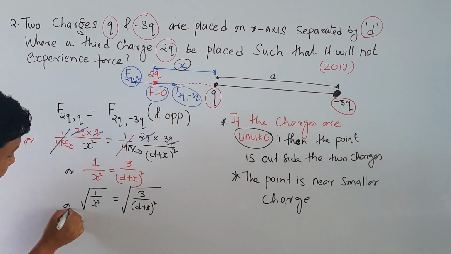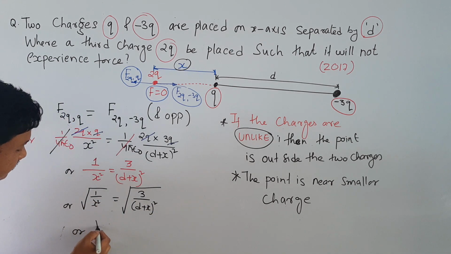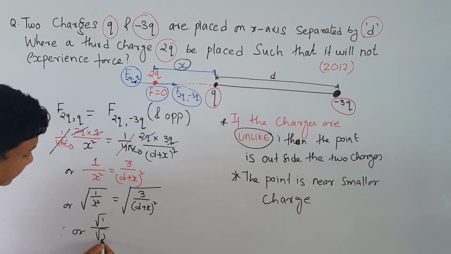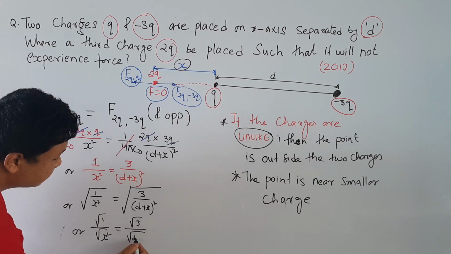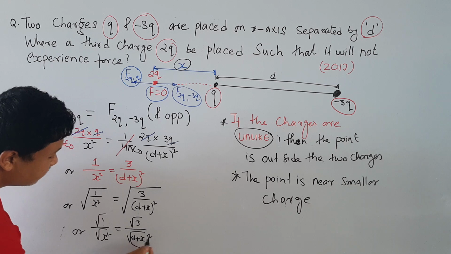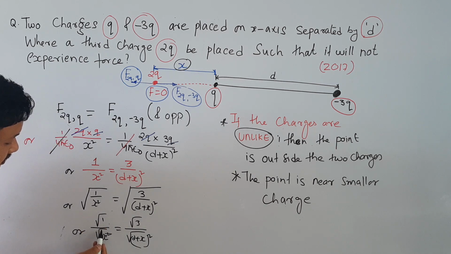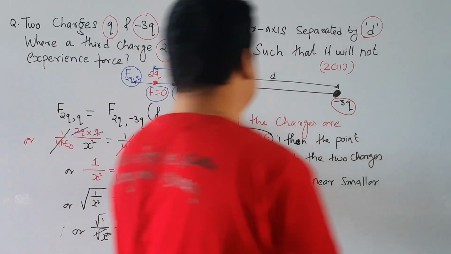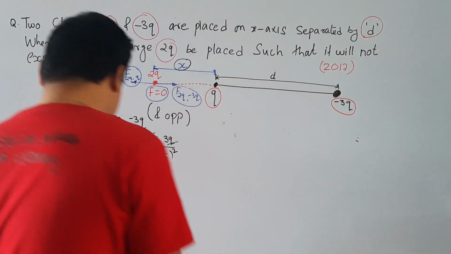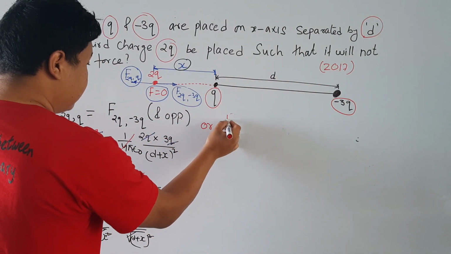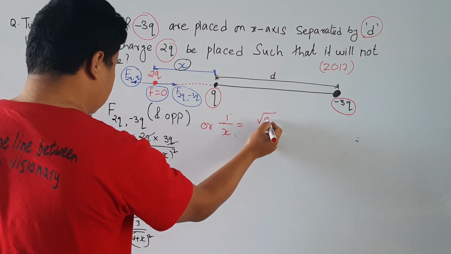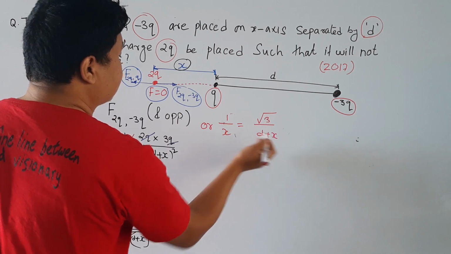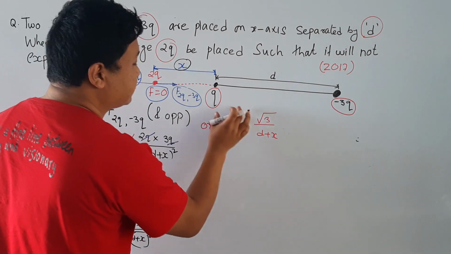So what do I get? This will become root 1 by root x square equal to root 3 by root d plus x whole square. Root 1 is 1, the root and square cancel, and this root and square cancel. Then what do I get? This is 1 by x equal to root 3 by d plus x, and we are finding x. So you bring this here.